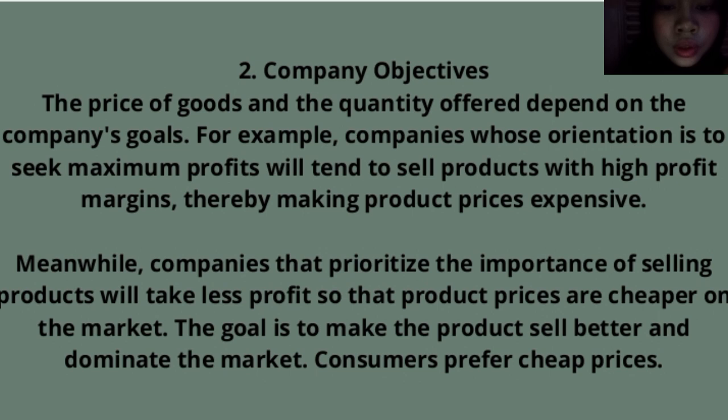Number two, company objective. The price of goods and the quantity of it depend on the company goal. For example, a company whose orientation is to seek maximum profit will tend to sell product with a high profit margin, thereby making the product expensive. A company that prioritizes the volume of selling will take less profit, so that product prices are cheaper in the market. The goal is to make the product sell better and dominate the market.